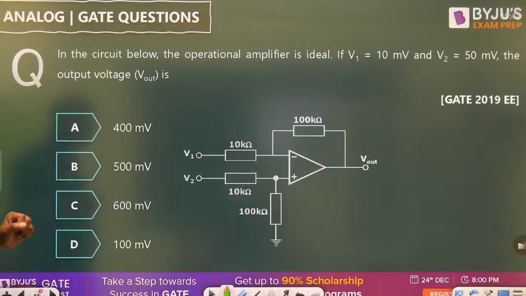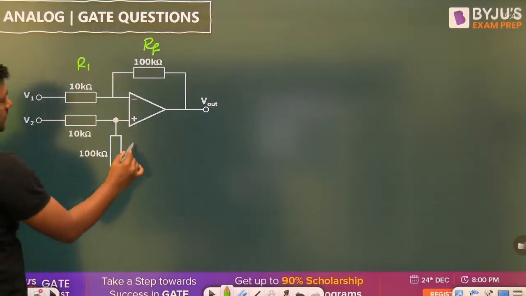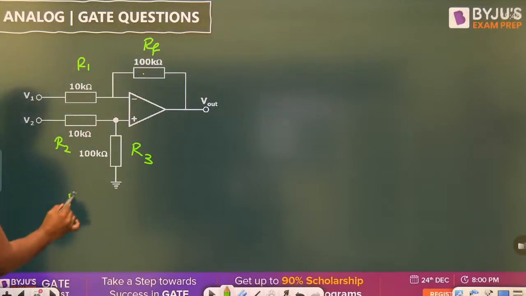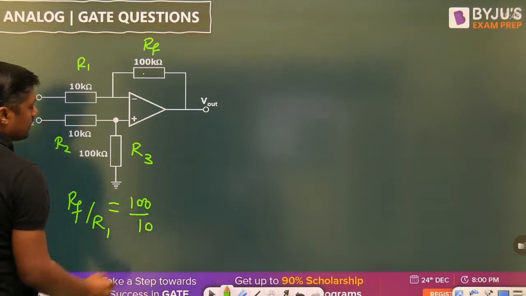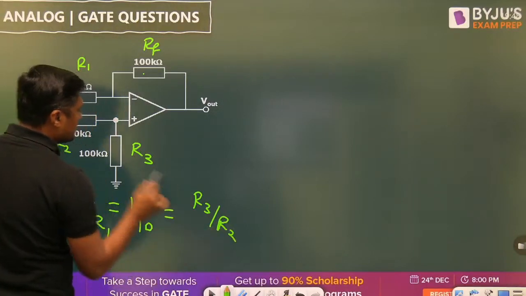Now that is the question on operational amplifier. Already in previous class I have given you the standard formula. It is nothing but a differential amplifier. In the circuit below, the operational amplifier is ideal. If V1 is 10 millivolt, V2 is 50 millivolt, the output voltage is. Always we have to check this ratio. RF, R1, R3, R2. First of all, check this ratio. RF by R1, that is equal to what? 100 by 10. Or this is equal to what? R3 by R2.